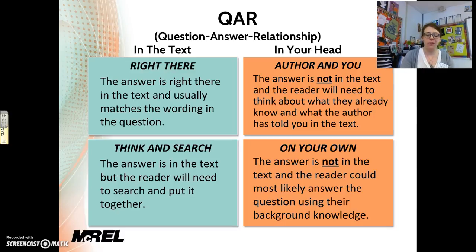Okay? Author and you questions: some information is provided in the text, and the student is required to use background knowledge to create a complete understanding and answer. It is important to glean indirect information. This type of question requires students to think inferentially, okay? And it requires inferential and analytical thinking.